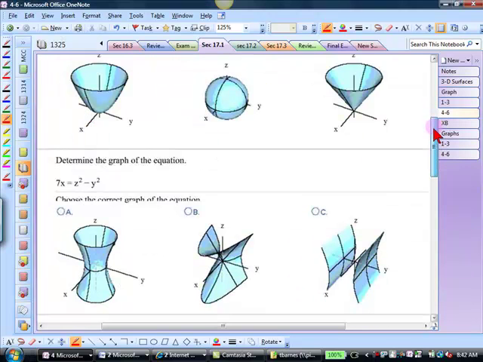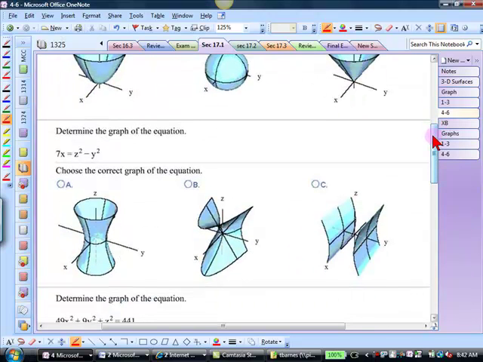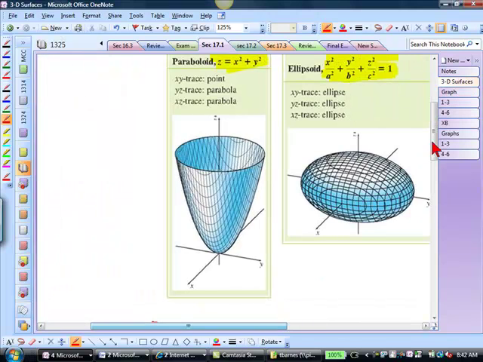All right, let's see if we can think about this one. We have 7x equals z squared minus y squared. Now, that's different because now we don't have a plus. And minus might make you think about the hyperbola, because the difference in algebra was that the ellipse was always x squared plus y squared equals 1, a plus, and for hyperbola there was a subtraction. So let's go back to the 3D surfaces and see.